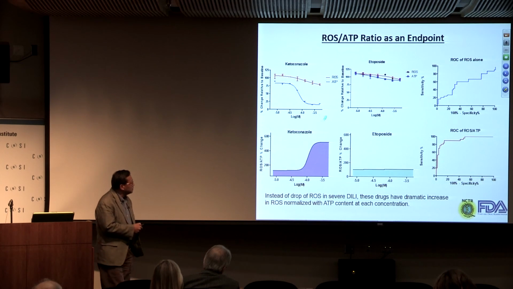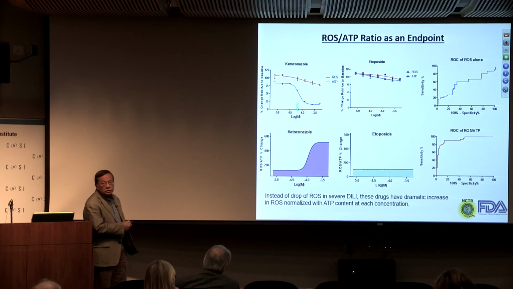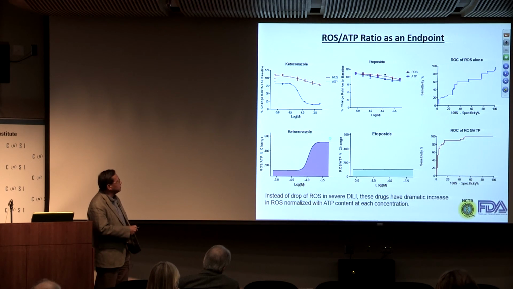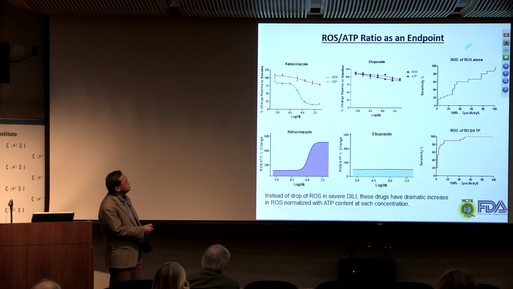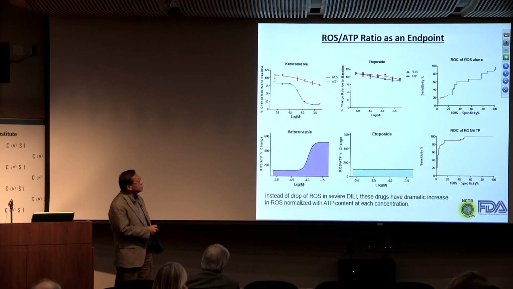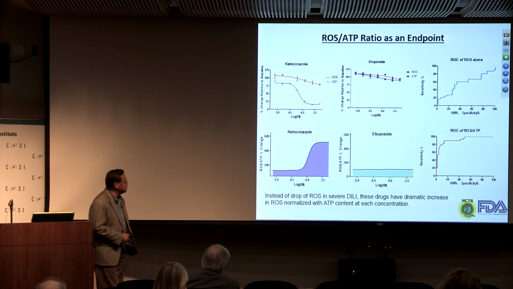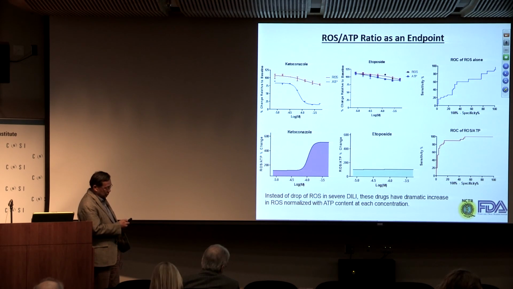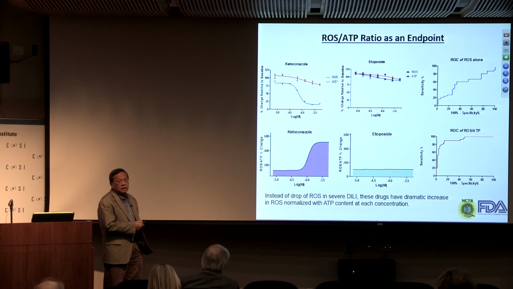So we thought about this, then decided to use the ratio. When you use the ratio, you can see the canakinumab has a very nice ROS increase, but not in the other drug. Also, if we use ROS alone, there is no prediction power. But if we use the ROS/ATP ratio, you can see it has very nice prediction power. So we decided to use that as a new biomarker for the severity.